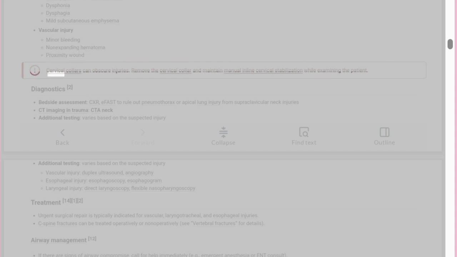Cervical collars can obscure injuries. Remove the cervical collar and maintain manual inline cervical stabilization while examining the patient. Diagnostics: bedside assessment, CXR, and EFAST to rule out pneumothorax or apical lung injury from supraclavicular neck injuries.